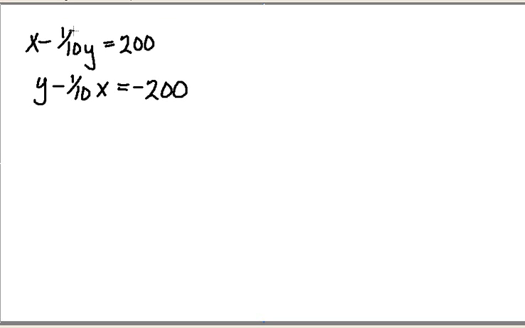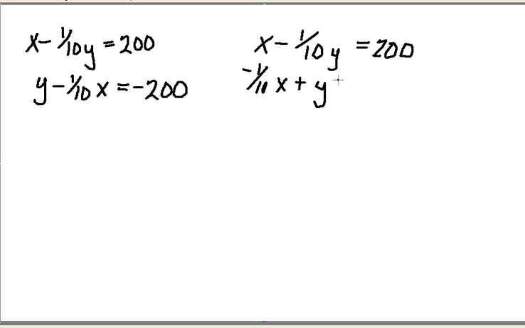Here's your problem. X minus 1/10 y equals 200. Y minus 1/10 x equals negative 200. First thing I'm going to do is rewrite this so that the x and the y's line up. So we get x minus, the first one I'll just rewrite as is. And then I'm just going to move my x underneath my x and my y underneath my y's.